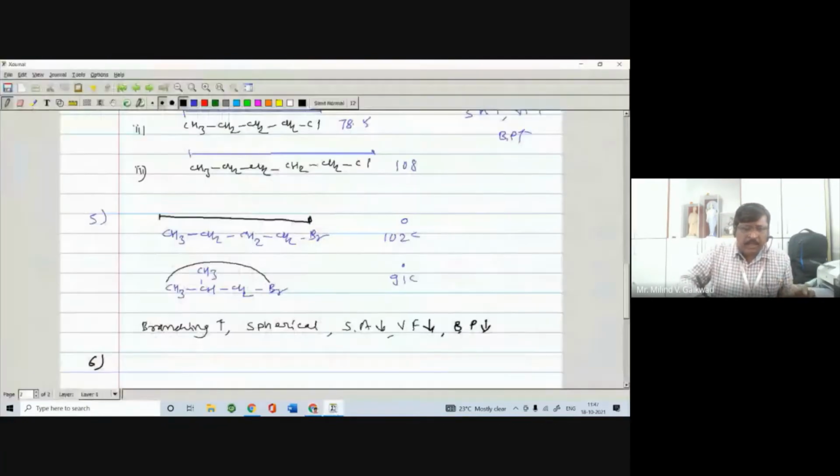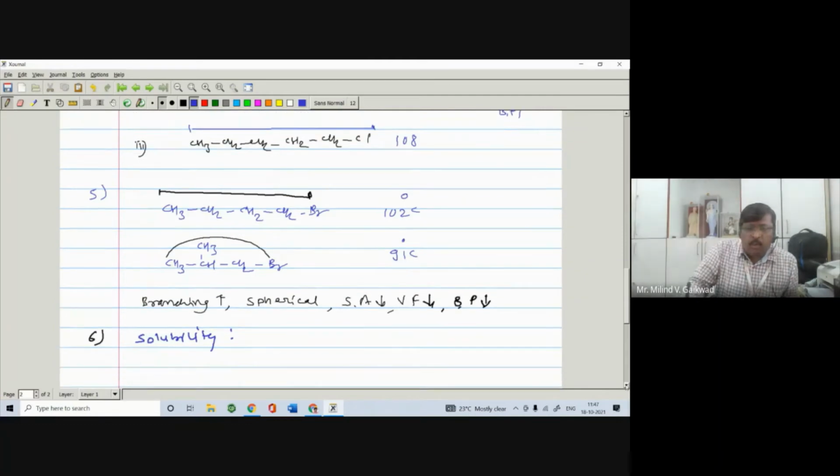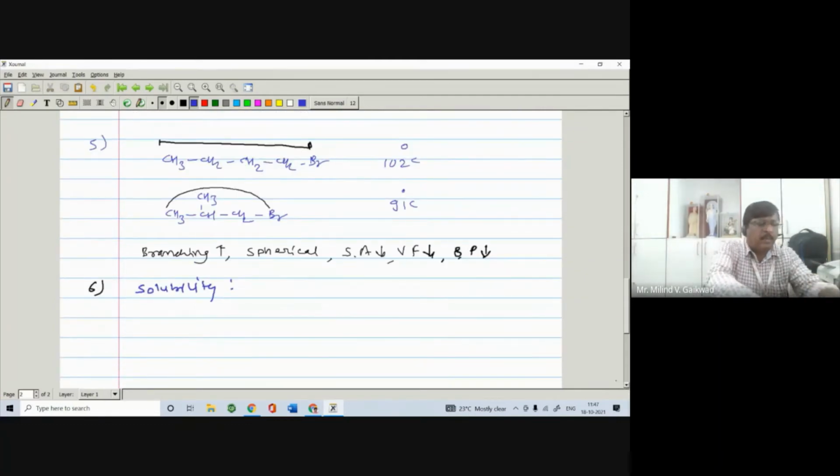Okay. So here, the next property is about solubility. You know, like dissolves like. Polar compounds dissolve in polar solvents. Non-polar compounds dissolve in non-polar solvents. So if you see alkyl halide, RX, they are insoluble in water.